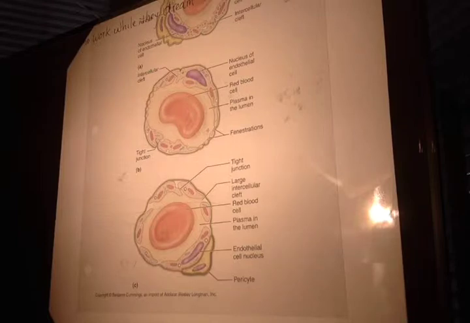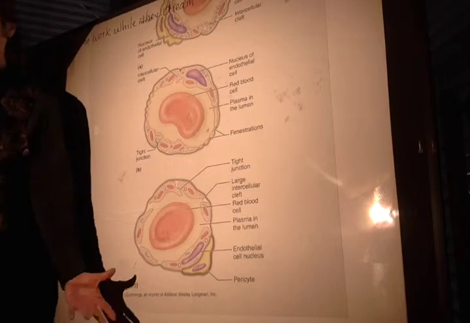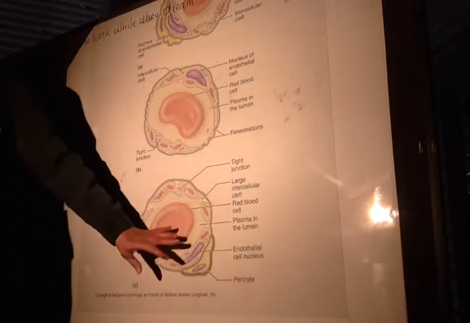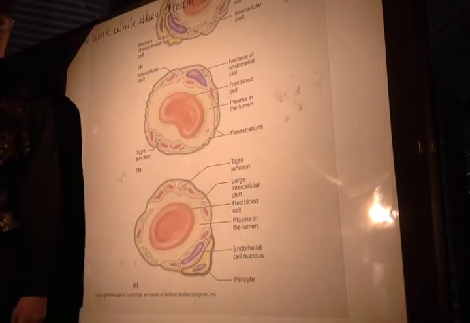So oxygen can diffuse out or back in. Carbon dioxide can diffuse in and out. Water can go out, and so forth. Glucose can go out. But big things like red blood cells have to stay in. Big proteins also stay in.